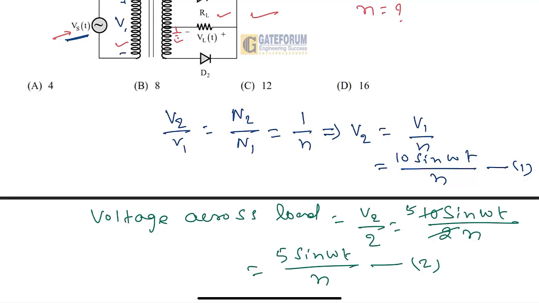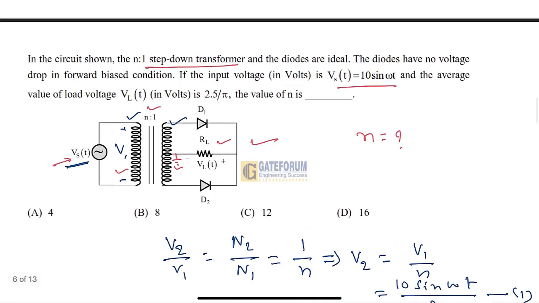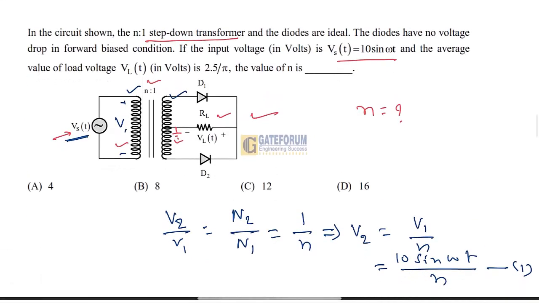This voltage, 5 sin omega t by n, is not the average voltage. It is the normal voltage appearing across the load. But as per the information given in the question, the average voltage appearing across this RL is VL, whose value is given as 2.5 by pi. So we have to find the average value of the load voltage in terms of n, and then we can easily find the value of n.